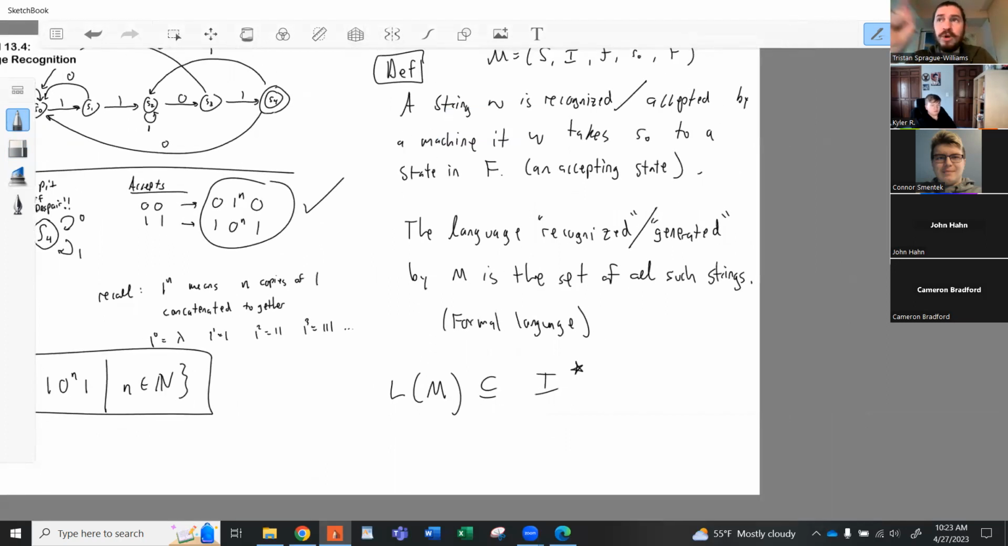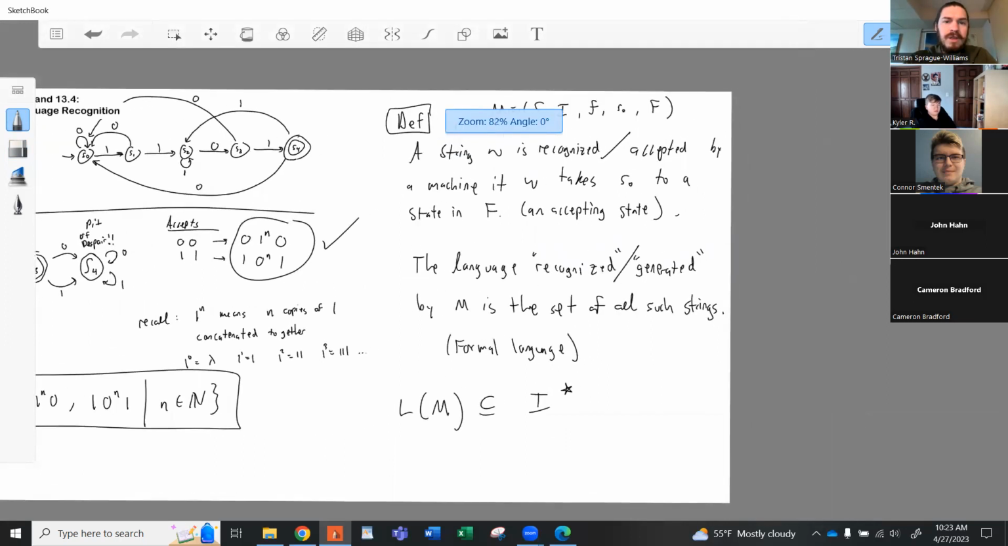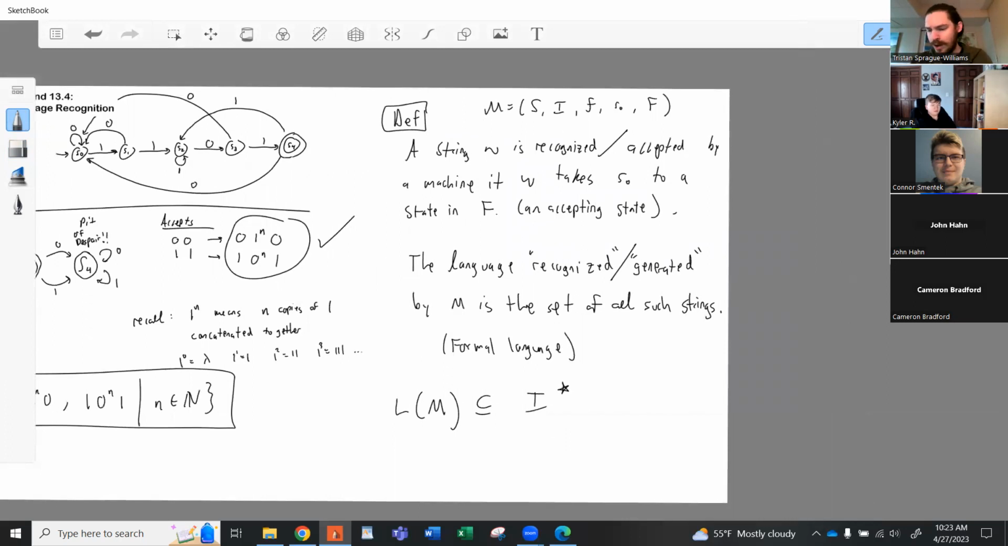Now, I've been using the word recognized and generated kind of interchangeably, and I wanted to explain that because there's this sort of question of origin.